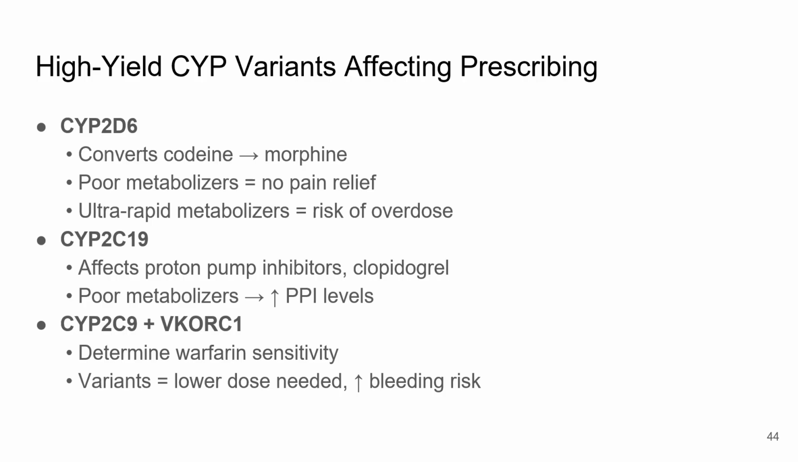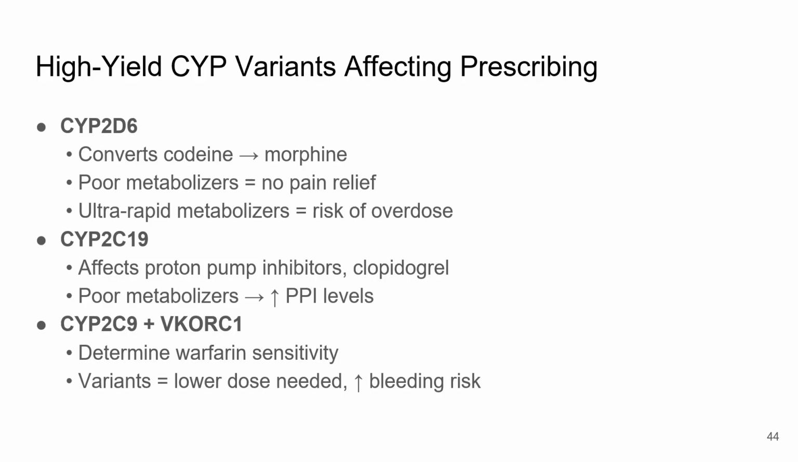Okay, next is CYP2C19, which affects drugs like PPIs and clopidogrel, which is Plavix, a blood thinner. In poor metabolizers, PPIs are broken down more slowly, leading to higher drug levels and prolonged effects. So for clopidogrel or Plavix, this reduced activation can lead to decreased antiplatelet effectiveness, which is important for blood thinning implications.